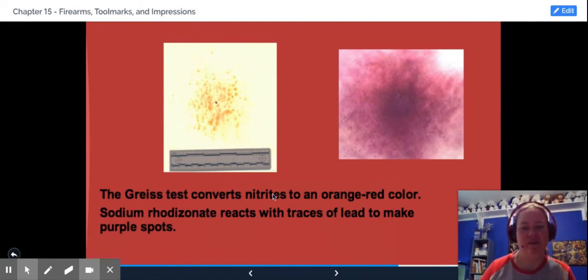And when we're determining if there is lead or nitrates, we will use color testing. If we're testing for nitrites, we're going to use the Griess test, which gives an orange-red color, like here. And if we're testing for lead, we're going to be using sodium rhodizonate, and it's going to make purple spots like this.